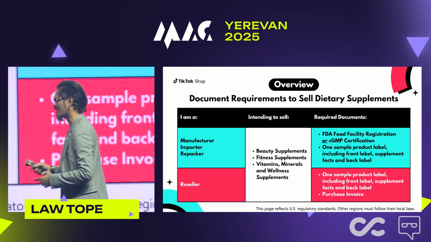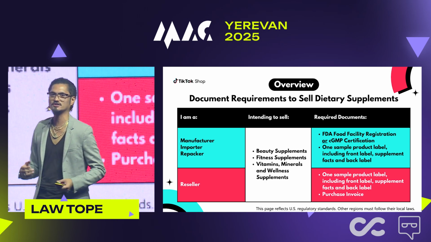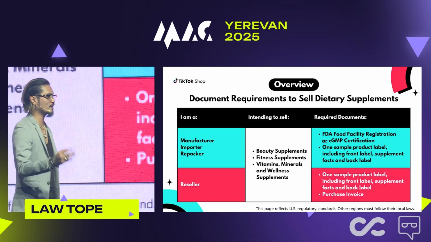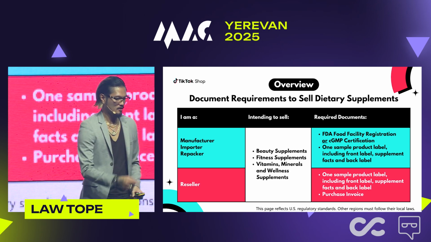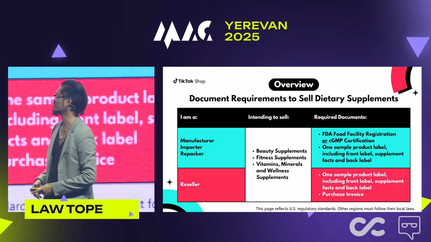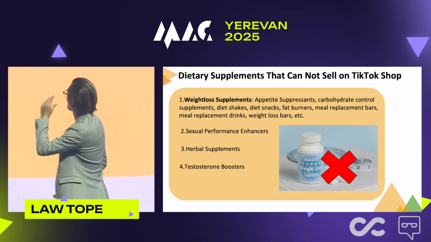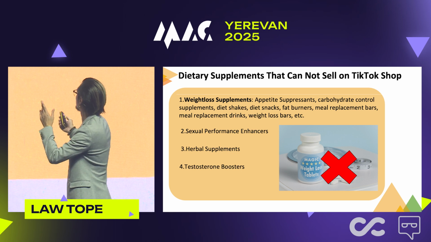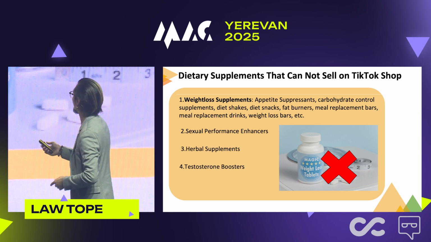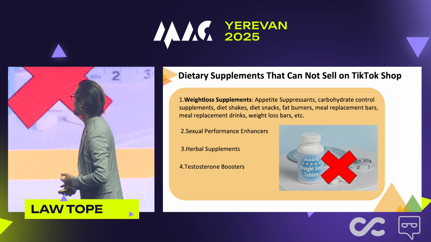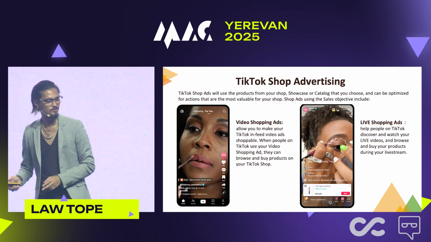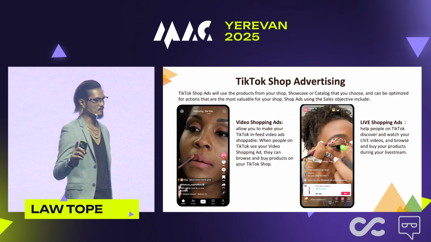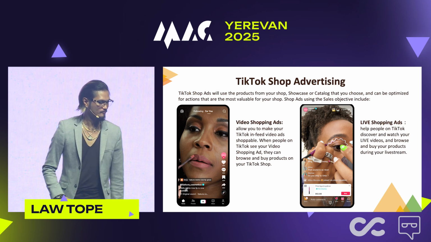A lot of supplement owners always ask me, I want to do TikTok, what do I need? This is literally the golden nugget that you need. You just need to have these documents, and then you can be ahead of the game. And this is what not to sell: weight loss supplements, sexual performance enhancers, herbal supplements, testosterone boosters. No way.